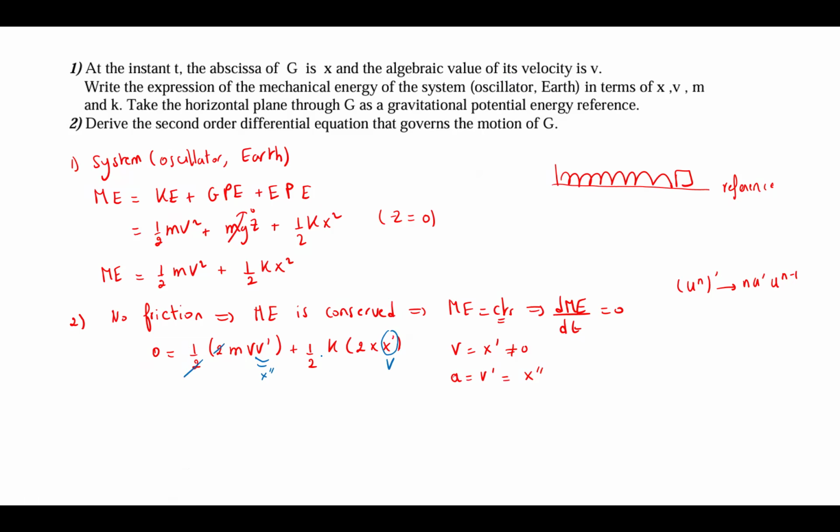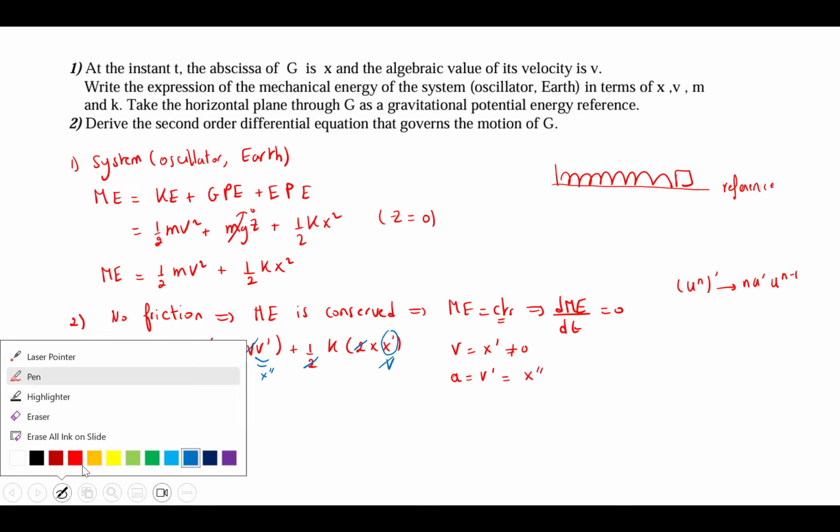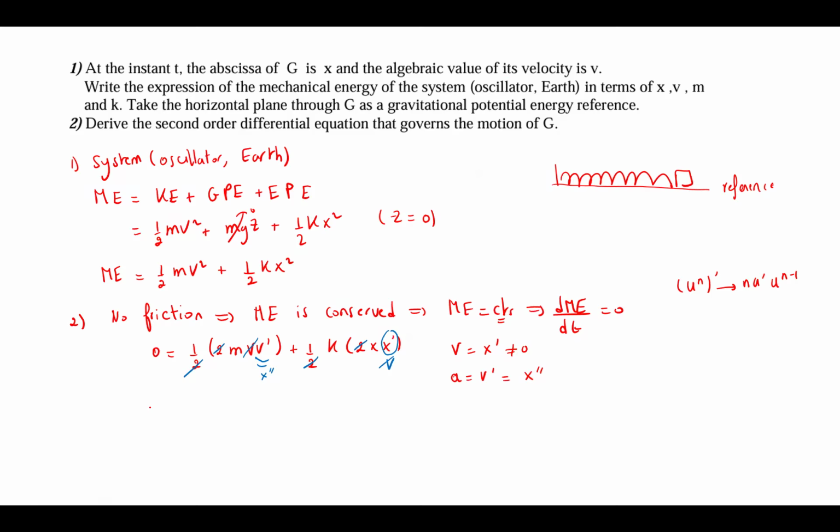The v is different than 0 at any instant. We simplify by the 2, and we simplify also by the v. Since the sum is equal to 0, I can do the simplifying. So I get as answer m x double prime plus kx equal to 0. We can divide by the mass to have the expression of a second order differential equation of the form y double prime plus a y equal to 0. So this is the second order differential equation.